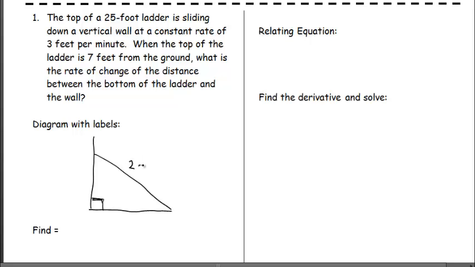All right, so here's the diagram. This is 25 feet. And the top of this ladder right here is sliding down at a constant rate of 3 feet per minute. So that's a rate of change of y with respect to time, and it's going to be negative 3 feet per minute.